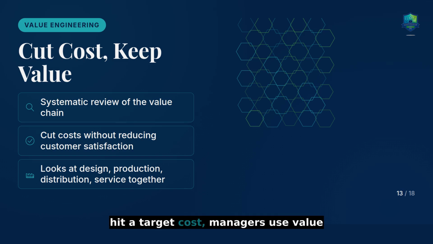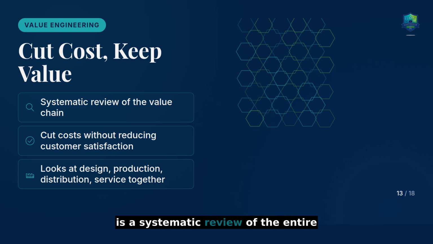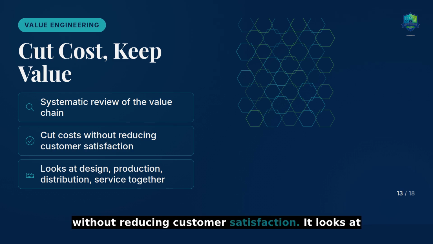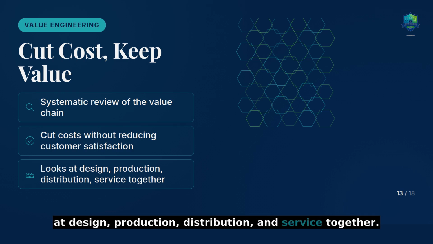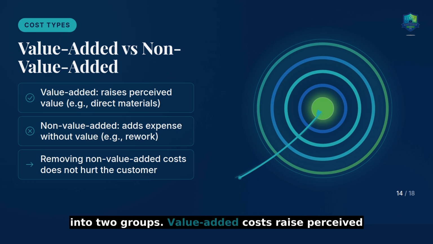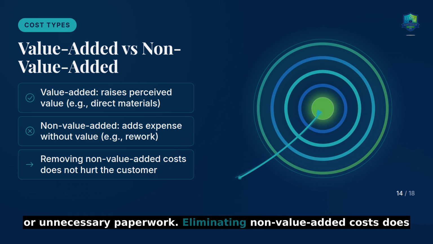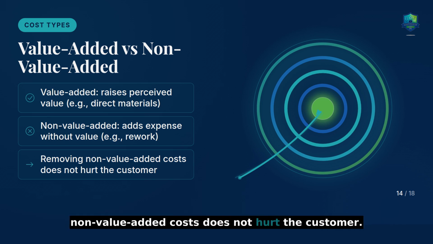To hit a target cost, managers use value engineering. Value engineering is a systematic review of the entire value chain. The goal is to cut cost without reducing customer satisfaction. It looks at design, production, distribution, and service together. A key step is separating costs into 2 groups. Value-added costs raise perceived value for the customer, like direct materials in a product. Non-value-added costs add expense without adding value, like rework or unnecessary paperwork. Eliminating non-value-added costs does not hurt the customer.